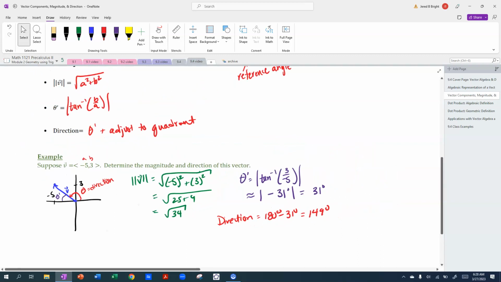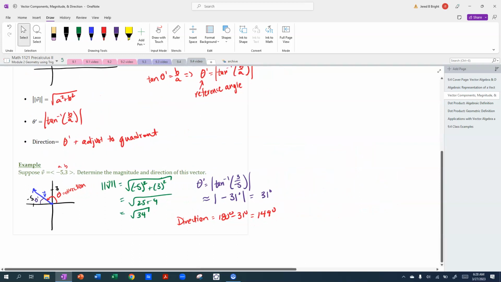So big takeaways: we know magnitude of a vector is square root of a squared plus b squared, where a and b are the horizontal and vertical components of a vector. Direction. Yep, we have to find the reference angle, which is absolute value of b over a inside of a tangent inverse, and then adjust that reference angle to the correct quadrant. And then we should be good to go to find and describe a vector algebraically.